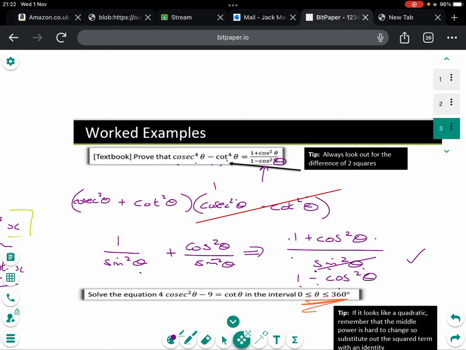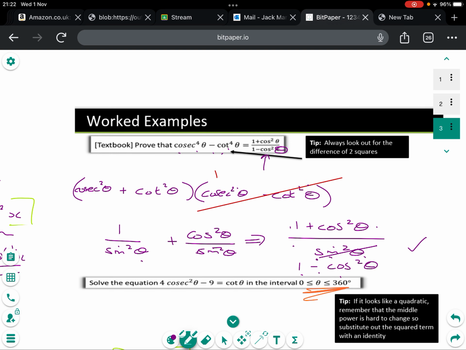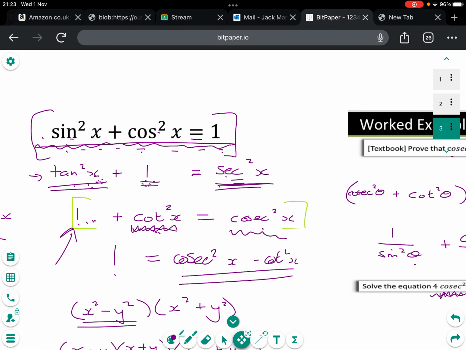Let's practice that one more time, but let's do it with a solving question now. So I want you to take a look at this situation here and have a think about how we could get started. It features cosec squared and it features cot. Now, that identity from before in the green there has cot squared and cosec squared in it.